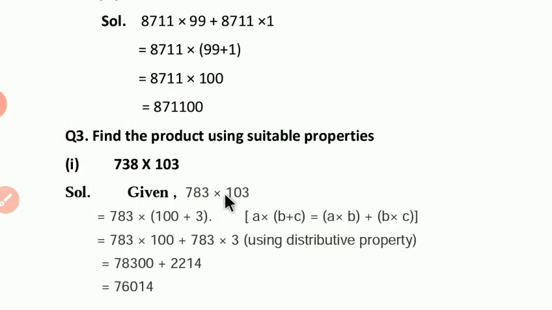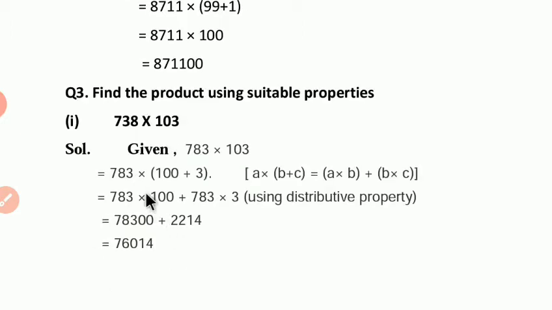So 783 into 103. We know that this type of question we have already done in chapter 1 also. So 783 into 103, we can write it as 100 plus 3. So we know A into B plus C, so A into B plus A into C. A is 783. First we multiply 783 by 100. After that we will multiply 783 by 3. And which property is this? Distributive property. So 783 into 100, 7,83,000.